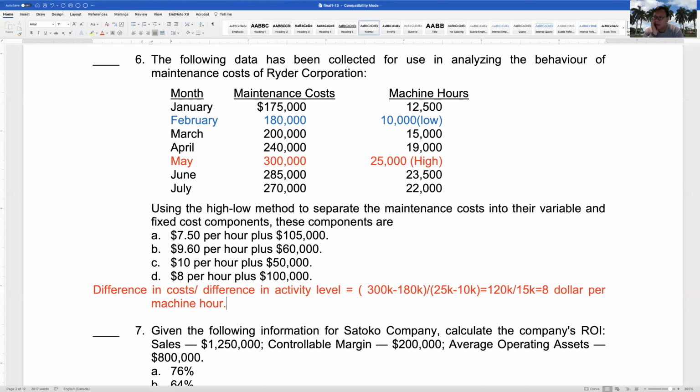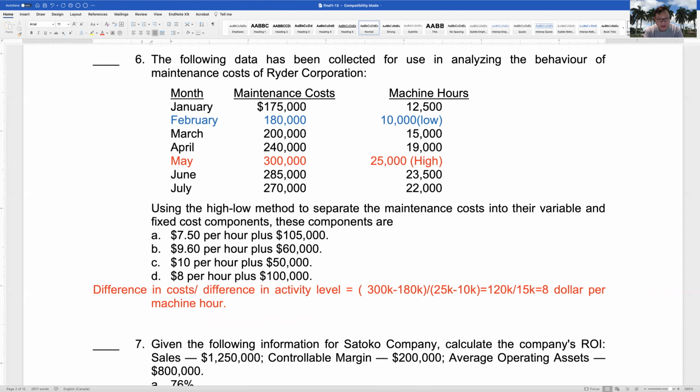So this is my variable component. By now I should know $8 per hour, I already know the answer. The answer is D. The other options have different numbers. So I don't even have to calculate the fixed cost. I know for now it's already D. But let's just calculate the fixed cost. We can pick any of the months. Let's use the high month, which is May.